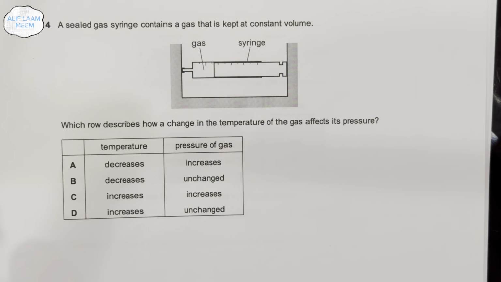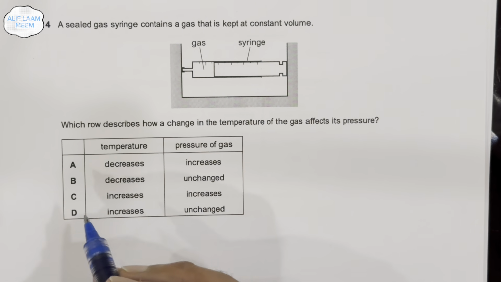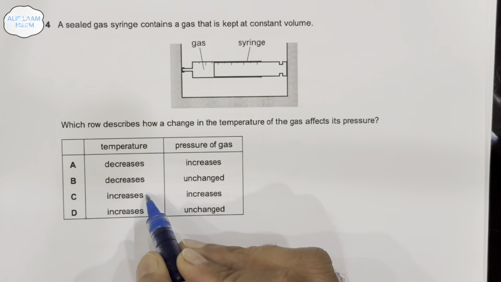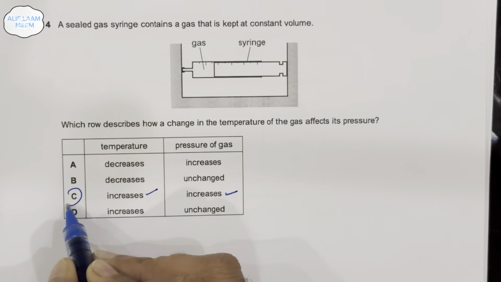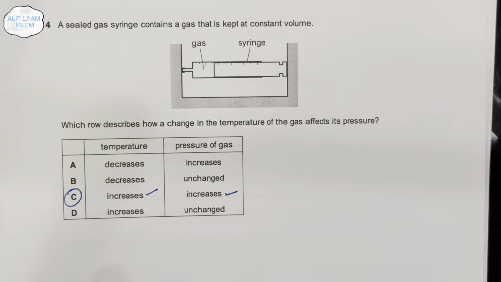So if the temperature increases, then the pressure would also increase, or if the temperature decreases, then the pressure would decrease. So when the temperature increases, then the pressure increases. So option number C is the right choice over here.